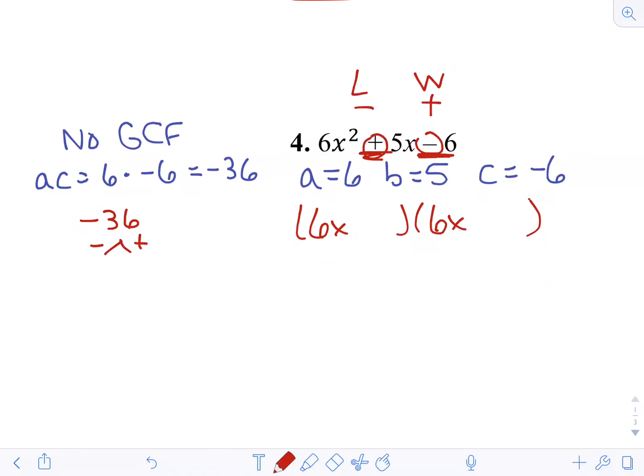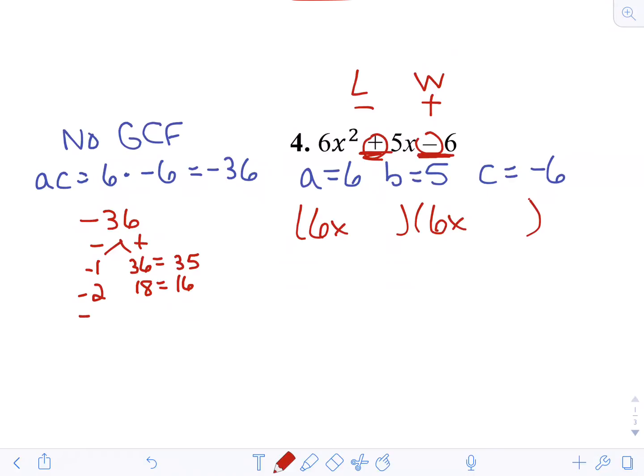So we can go ahead and go through our numbers. We want them to add up to give me a positive 5. So let's start with negative 1 and positive 36. Multiply those two, it gives you negative 36. Add those two up, it gives you 35. That's not what I want. Let's try 2 and 18. This one's negative. Negative 2 and 18, that gives me 16. That's not what I want. I want a positive 5.